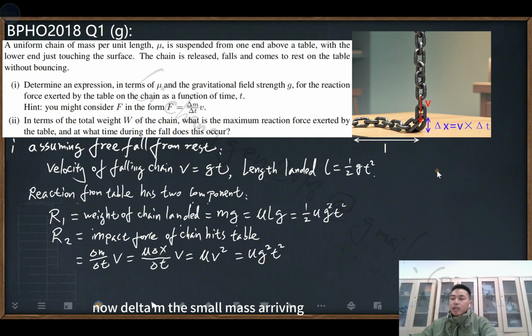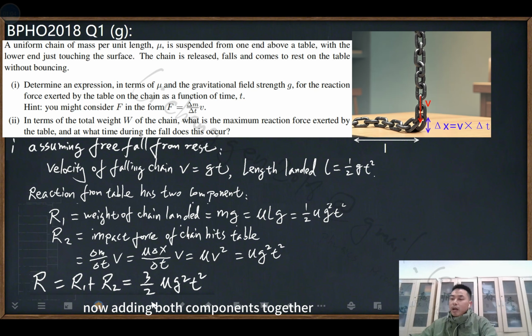Now, delta m, the small mass arriving, is equal to mu times delta x. Plugging this into the force formula, we get mu times delta x over delta t times v. Since delta x over delta t is the velocity at this moment, R2 equals mu times v squared, which is mu g squared t squared. Now, adding both components together, the reaction force R is equal to 3/2 mu g squared t squared.